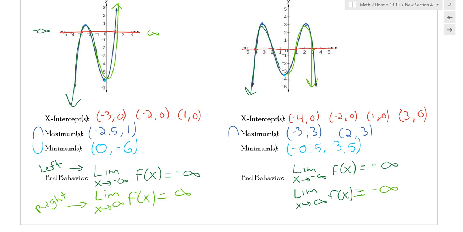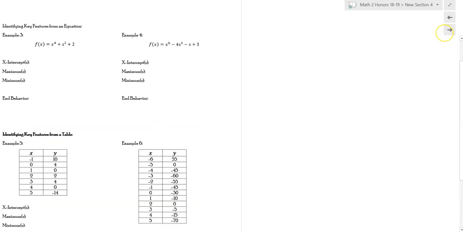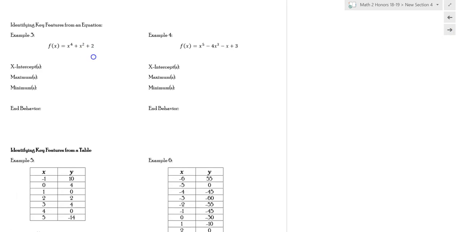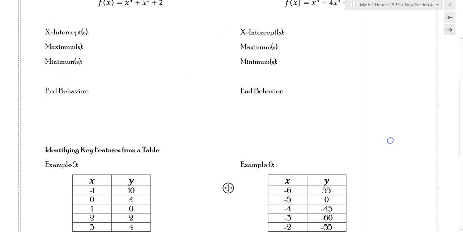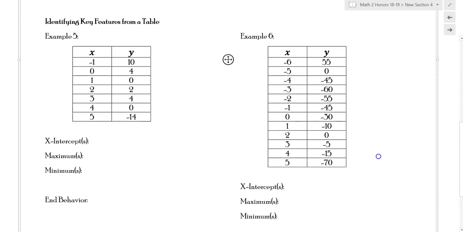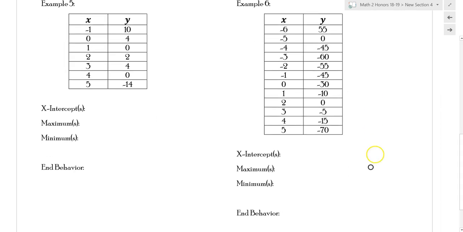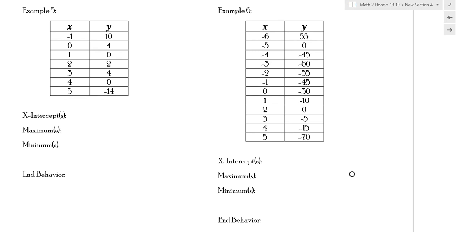Alright, go ahead and turn the page. Example 3 and example 4, you need a graphing calculator for, so we're going to skip those for now. We'll do those in class so that we all have a calculator with us, but we are going to look at example 5 and example 6.